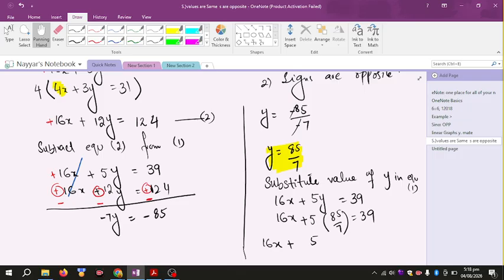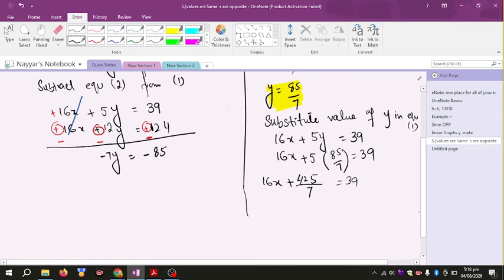So now I am going to multiply 5 with 85. Hafsa, what will we get when we multiply 5 with 85? 425. Yes. 425 divided by 7 is equal to 39. You know that we have to find out the value of x. So we are going to move 425 by 7 to the right side. It's adding here, so when we move it to that side, it will be subtracted.